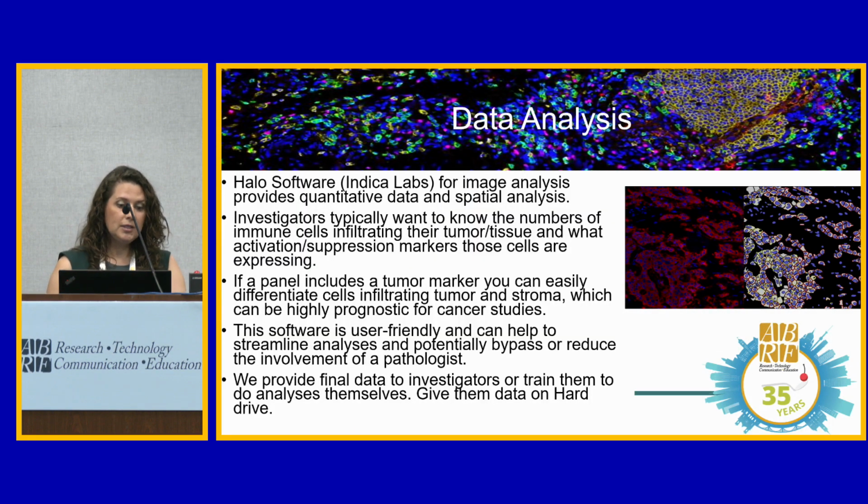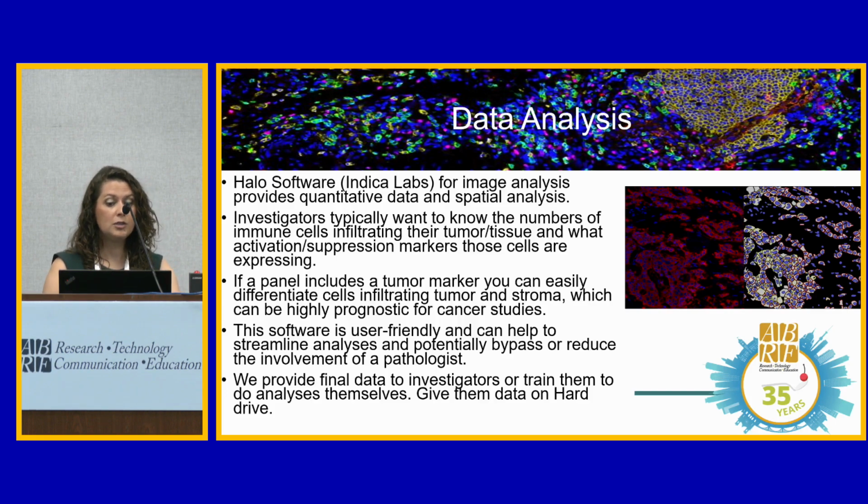So we like to use HALO software for image analysis. HALO software can provide quantitative data and spatial analysis data, and it also can do this in a high throughput way. Investigators typically want to know the numbers of immune cells that are infiltrating their tumor and tissue, what activation and suppression markers these cells are expressing, and how many cells are expressing these activation or suppression markers, because that can often be prognostic for cancer.